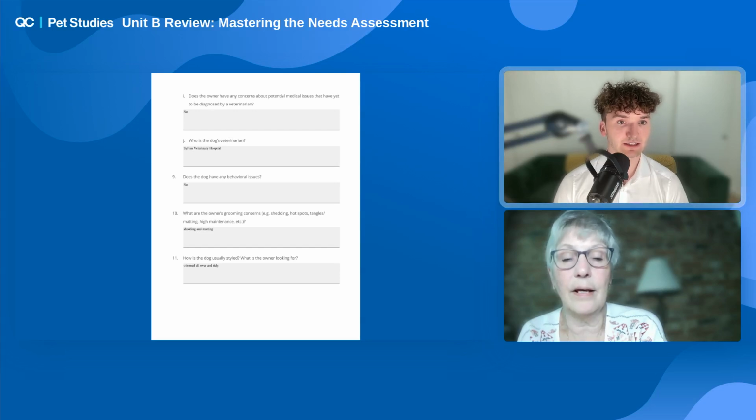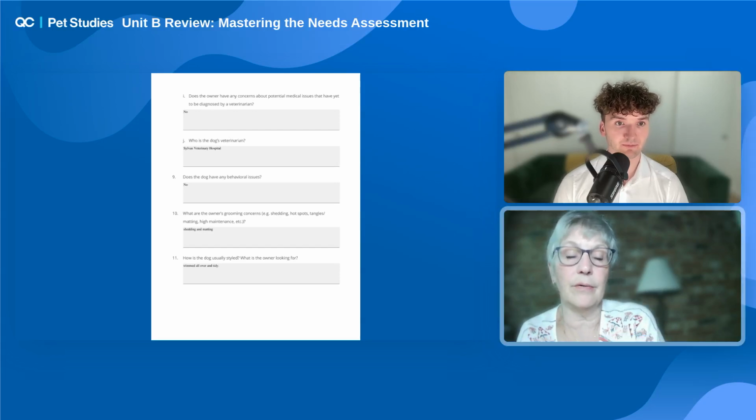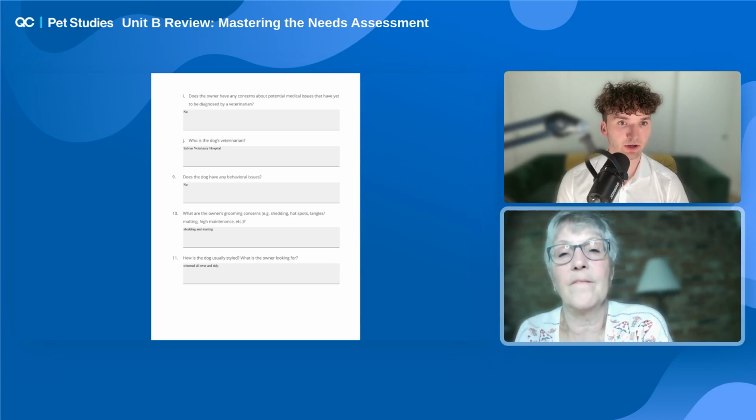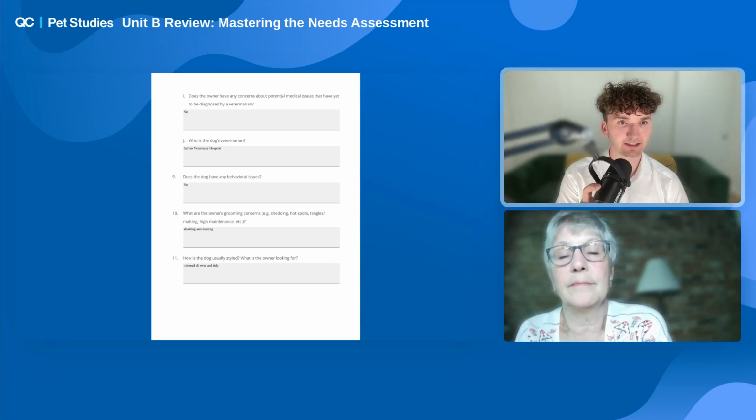No. Okay, then we want to know what the owner wants done, as far as what kind of style they want the dog in. Right. So what are the owner's grooming concerns? Shedding and matting. Okay. And how is the dog usually styled? Trimmed all over and tidy.